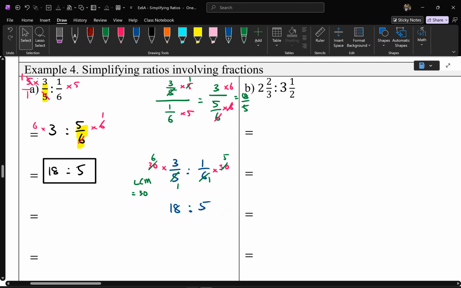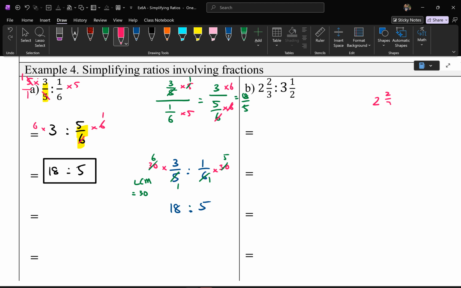Let's have a look at the next question then. What do you do if you have mixed fractions? So if I've got 2 and 2/3 to 3 and 1/2, how would we simplify this ratio? Because in ratios, we always write in integers, meaning whole numbers. We never leave it as decimals, and we never leave it as fractions, the way we have right now. So what do we do?